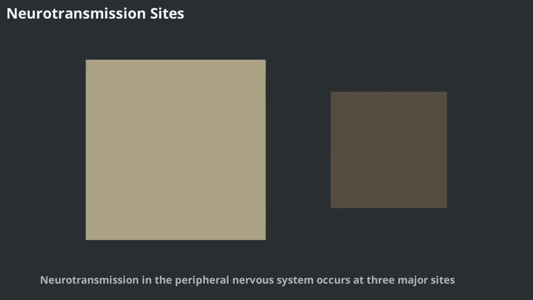Neurotransmission in the peripheral nervous system occurs at three major sites: preganglionic synapses in both sympathetic and parasympathetic systems, postganglionic neuroeffector junctions, and somatic motor end plates on skeletal muscles. Most postganglionic parasympathetic neurons are cholinergic, meaning they use acetylcholine as a neurotransmitter. All preganglionic efferent autonomic fibers are also cholinergic, ensuring consistent signal transmission.